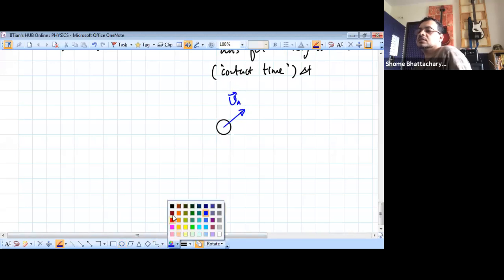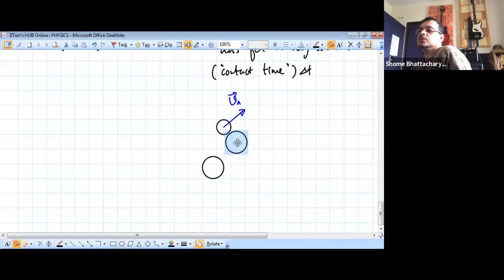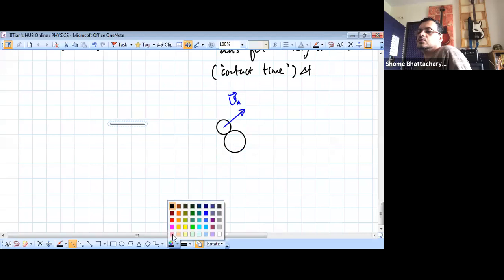Whereas B, you will realize, was at rest. Because B was already at rest, when A came and hit it, B will start moving. So in this diagram again, A came like this and hit a stationary object B. So A went off like this. Its motion changed from this direction to this direction. Whereas B, which was at rest, now will start moving like this. So B's velocity, let's say, becomes like this.